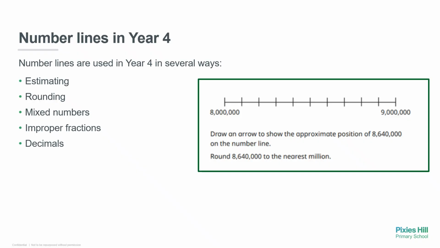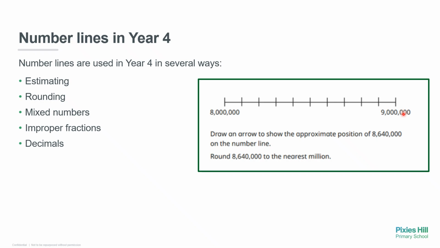When children move into Year 4, they continue to use number lines in several ways, including estimating, rounding, mixed numbers, improper fractions, and decimals. In this example, children are asked to show an approximate position of 8,640,000. They would first be required to work out the intervals on the number line, and as there is a difference of 1 million between each end of the number line labelled, and there are 10 intervals, we know that the intervals are ascending in 100,000s. After this, it is a case of deciding which two intervals the given number would be between and approximately where within that interval it would go.